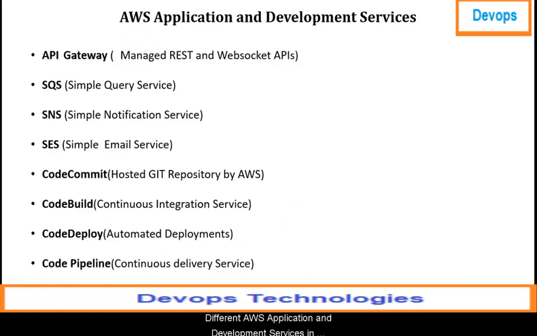Different application development services in AWS are API Gateway, Managed REST and WebSocket APIs, SQS, Simple Queue Service, SNS, Simple Notification Service, SES, Simple Email Service, CodeCommit, hosted Git repository by AWS, CodeBuild, Continuous Integration Service, CodeDeploy, Automated Deployments, CodePipeline, Continuous Delivery Service.